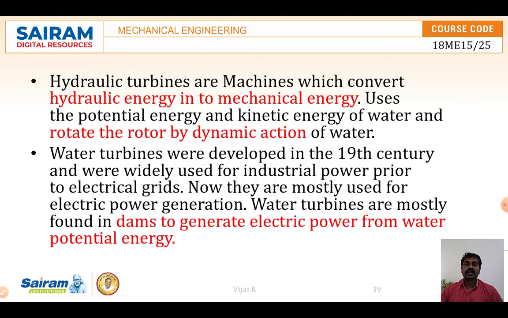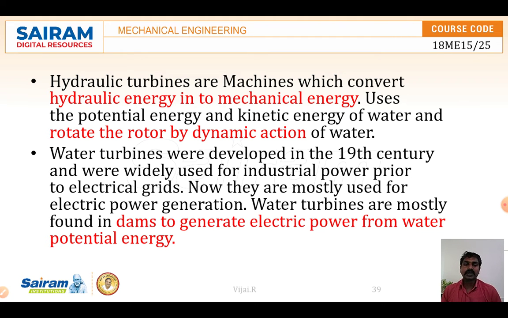Here the turbines are the machines which convert hydraulic energy into mechanical energy. We need rotation of the shaft, so one end of the shaft is connected with the turbine blades. When the water or steam hits the turbine, it is going to be rotated. When the turbine blades are rotated, since they are fixed on the shaft, the shaft is also going to be rotated. This is the logic over here.